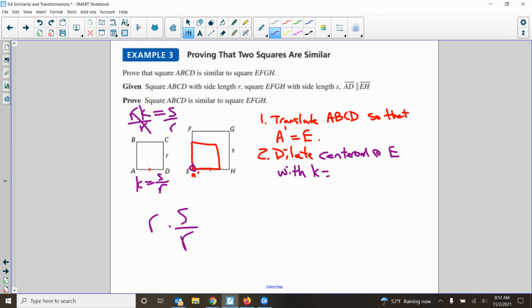What is 5 times 2/5? 2, right? The 5's cancel. What's R times S divided by R? Just S, right? Don't these R's cancel? S divided by R is my scale factor. Let me do it one more time.